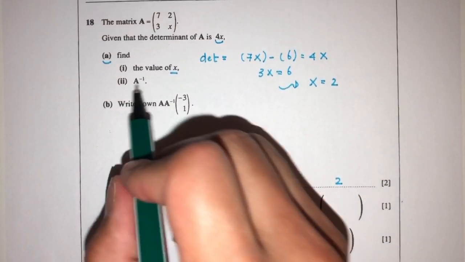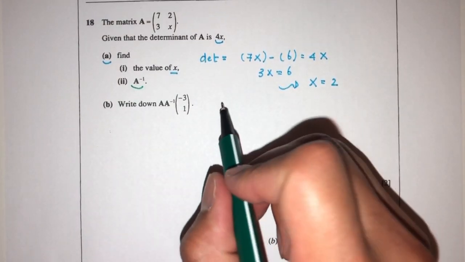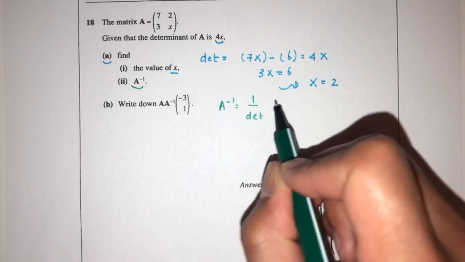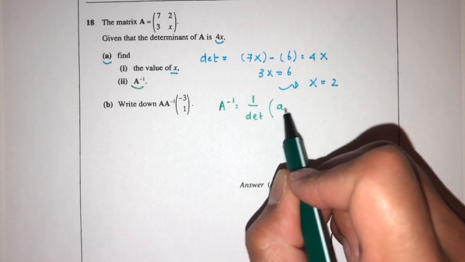Now for part 2, we have to find A inverse, so pretty easy. As we know, A inverse has to be 1 over the determinant times the adjoint matrix of A.